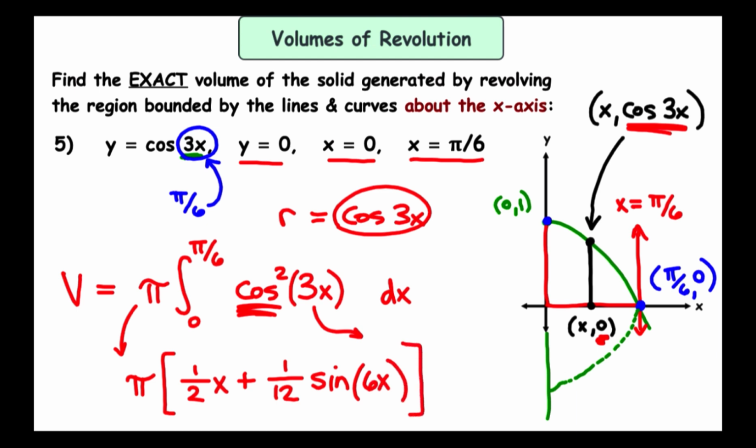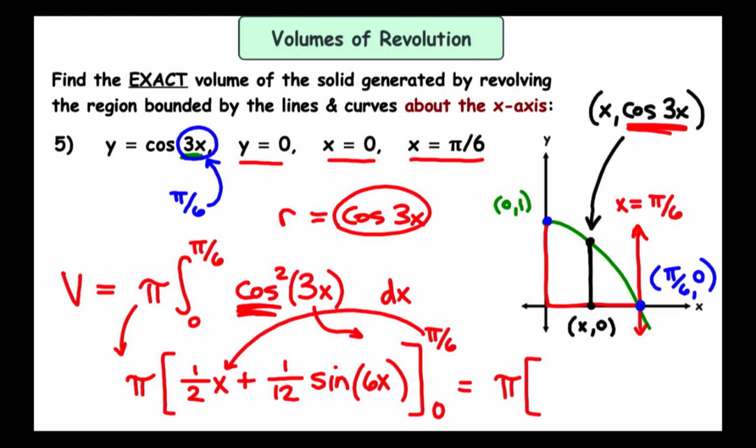Back in the day we had plus c, but here we have a definite integral, so we're going to plug in the pi over 6 and 0. Wow, what an incredible time saver that was. I would have had to rip out a new sheet of paper and reinvent the wheel if I didn't have that memorized. So now we're going to plug stuff in. Okay, pi over 6. Half of pi over 6, that's pi over 12.